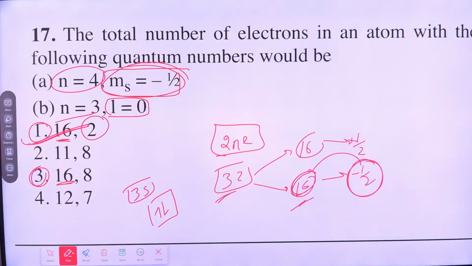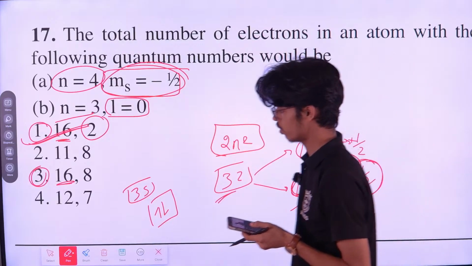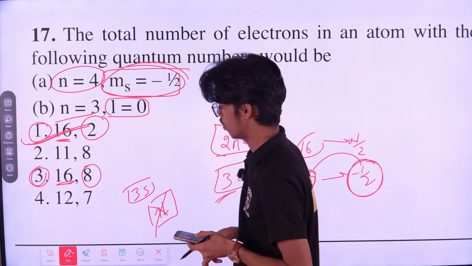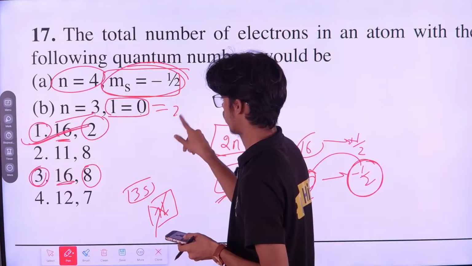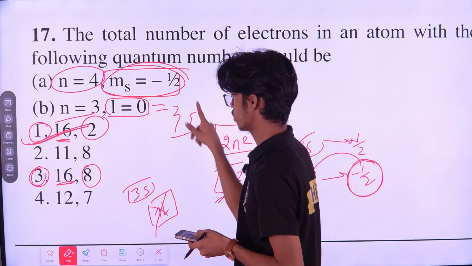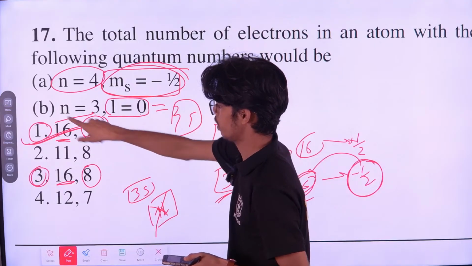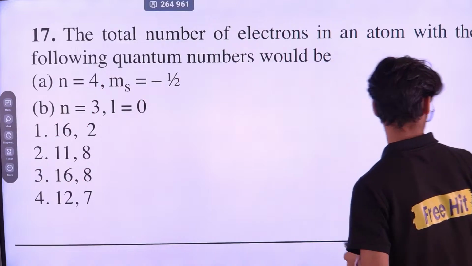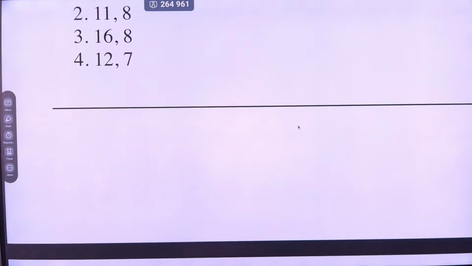Kanishka has answered option number 3. Kanishka, no, actually this is 8, and 8 electrons cannot be there, because for n equal to 3 and l equal to 0, it is 3s. Got it? In case of the 3s orbital, only 2 electrons can be there. So for B it's 2, for A it's 16. It's very good, Kanishka, that you are trying.